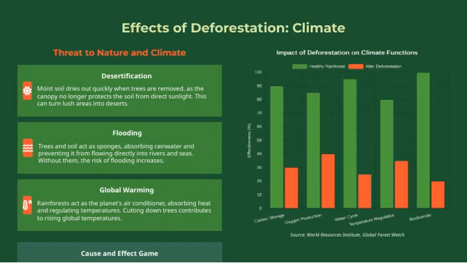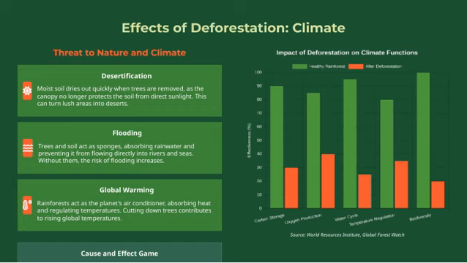Now, let's talk about the effects of deforestation on climate. First, one major impact is desertification. When trees are removed, the moist soil quickly dries out because the canopy no longer provides protection from direct sunlight. This process can turn what were once lush, green areas into deserts, which is a serious threat to local ecosystems.